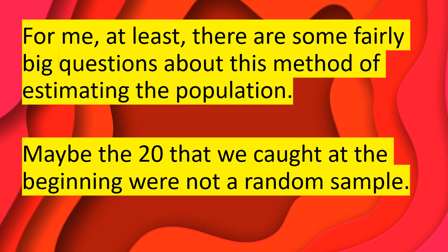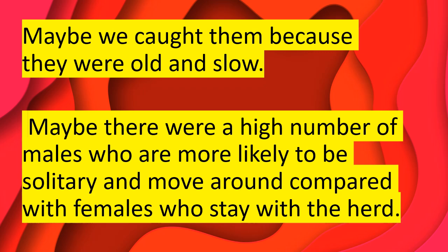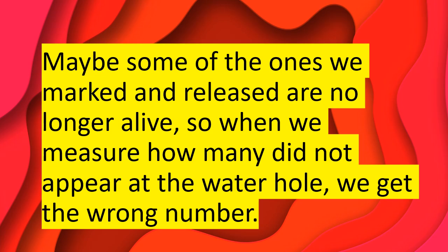For me, at least, there are some fairly big questions about this method of estimating the population. Maybe the 20 that we caught at the beginning were not a random sample. Maybe we caught them because they were old and slow. Maybe there were a high number of males who are more likely to be solitary and move around compared with females who stay with the herd. Maybe some of the ones we marked and released are no longer alive. So when we measure how many did not appear at the waterhole, we get the wrong number.